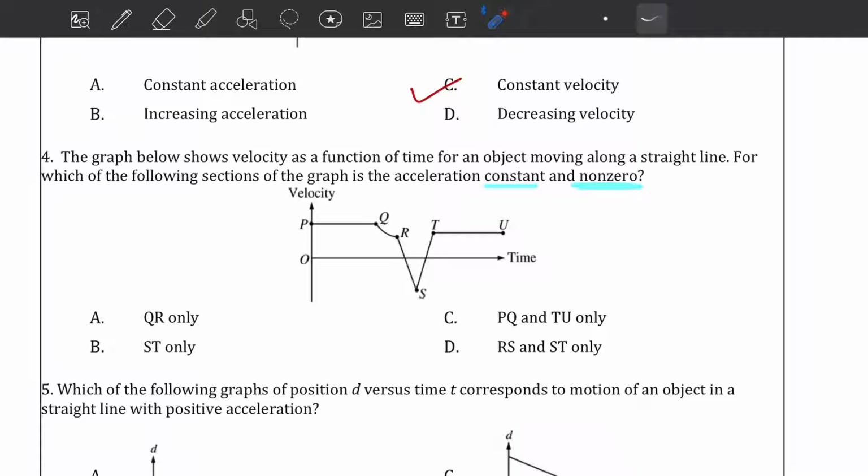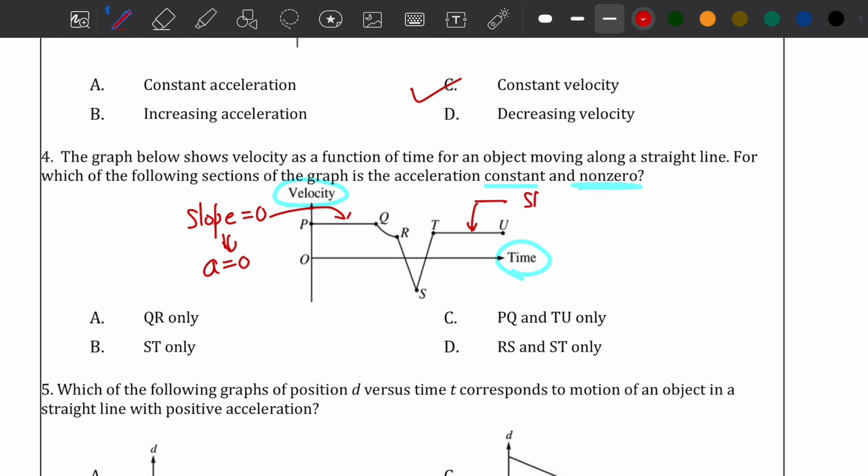So first thing, again as usual, we will check what graph we are looking at. It's a velocity time graph, and from a velocity time graph, the slope of the graph gives us information about acceleration. So if you look at PQ and TU, they are horizontal lines. Horizontal line means here the slope is 0, which means acceleration is 0. Here also the slope is 0, which means acceleration is 0. But they said we need non-zero acceleration. So PQ and TU cannot be our answer.